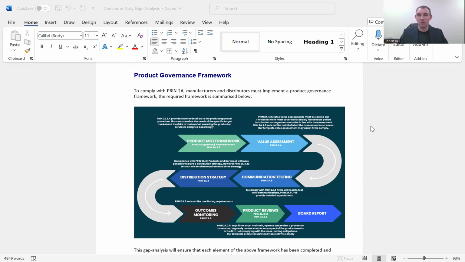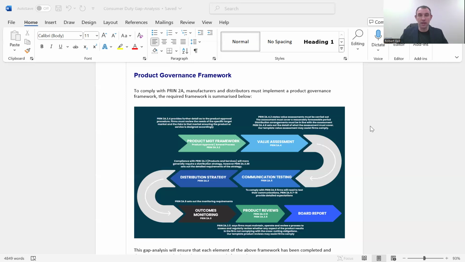And really the starting point, which is in the gap analysis document, is to sit back and appreciate, if you like, the product governance framework that's required under the Consumer Duty, because our document is very much framed around this product governance framework, which, if done right, encompasses all the elements of the Consumer Duty. So, of course, the starting point is to make sure that you've got your product management framework in place, which includes your product approval process under PRIN 2A.3.